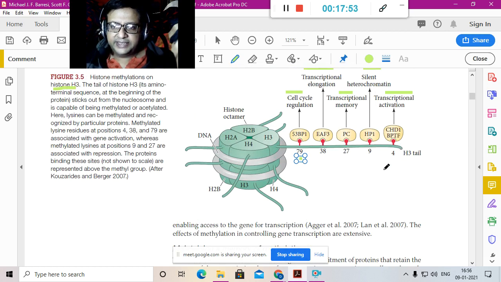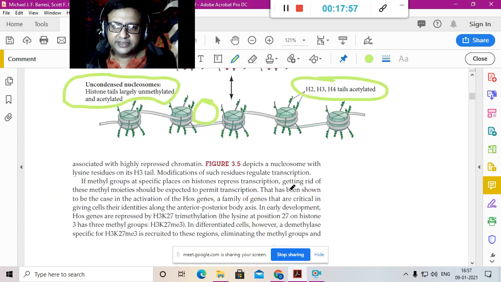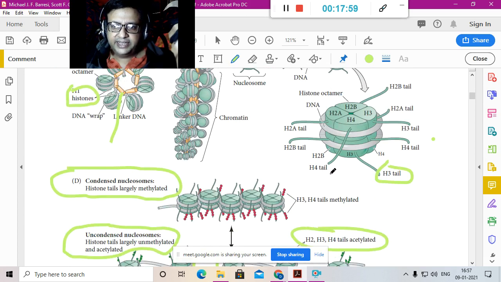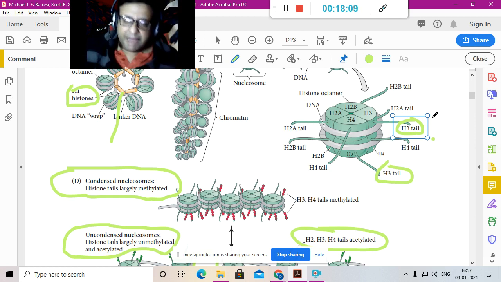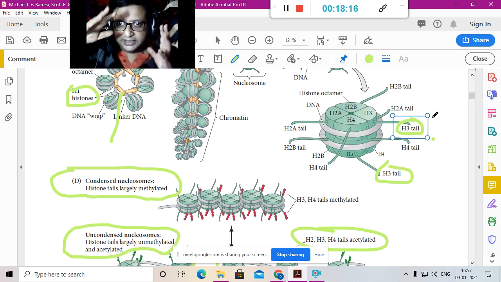When these lysines are methylated on the H3 tail, this is the H3 tail. On this H3 tail, if these two lysines, K9 and K27, are methylated, and their methylation is by the polycomb family of proteins, when they bind over there, they methylate it and the gene is condensed and repressed.